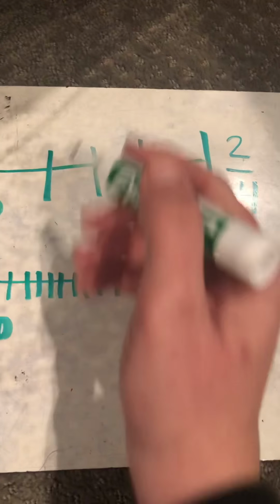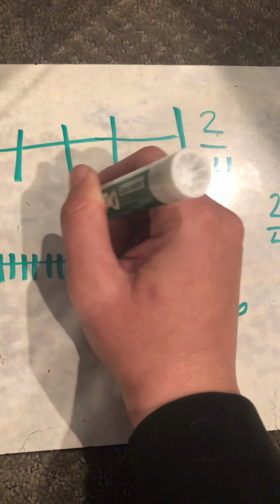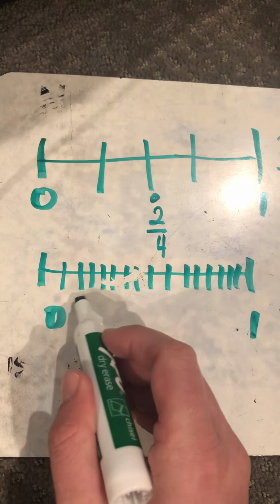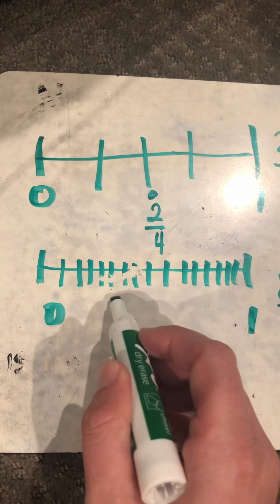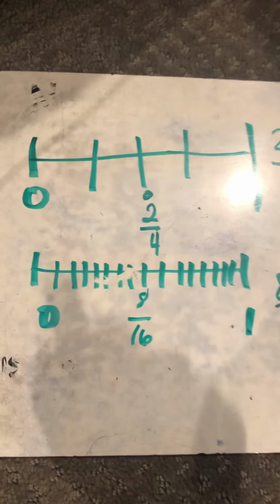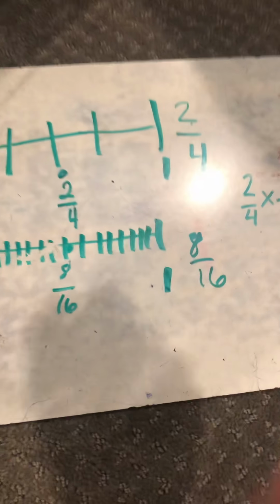Okay, 2/4 is here. It's the halfway point, because I go 1/4, 2/4. Now I find 8/16. So I need to go 1, 2, 3, 4, 5, 6, 7, 8. They're about the same place. So these are equivalent fractions.